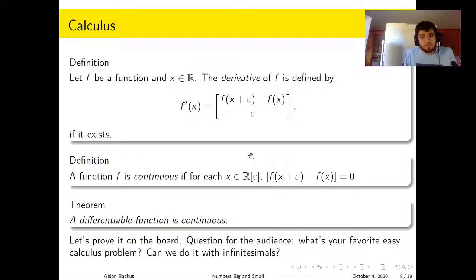All right, so at the end of the talk, if we have some time, we can try to do a calculus problem with infinitesimals. Well, and I guess I should say, because this is the recording on YouTube rather than the actual talk, that maybe you should try a calculus problem on your own with infinitesimals and see how you like it compared to doing it with the usual real analysis approach.